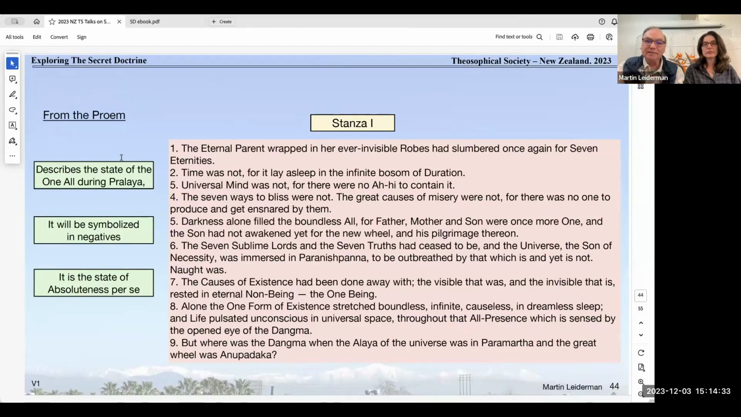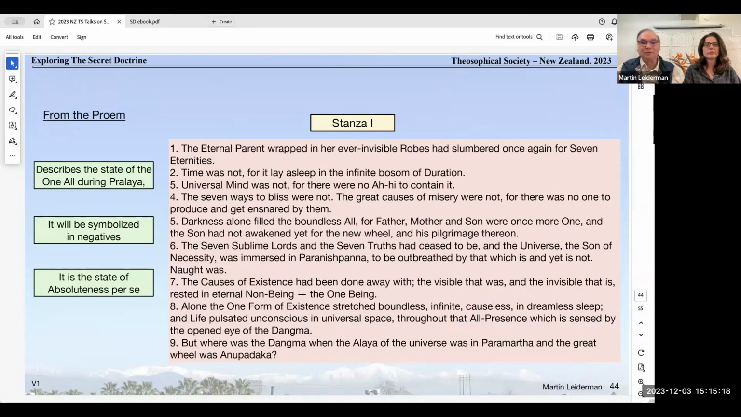So when you read the stanzas of Dzyan now to study them, you need to consider that she is describing the one all in pralaya in negative and in a state of absoluteness. So let's see if we get the point. When we read stanza 1, sloka 1, please read it, Susan. The eternal parent, wrapped in her ever invisible robes, had slumbered once again for 7 eternities. So is she describing in negative? Well, slumbering maybe, but it's not in negative. Is that true? It's in a state of absoluteness. Maybe we can see that, but it describes the one all in pralaya.